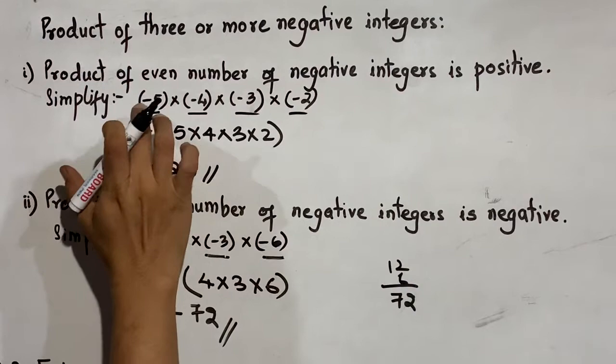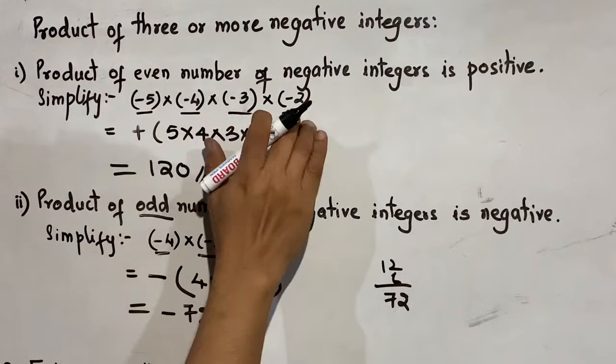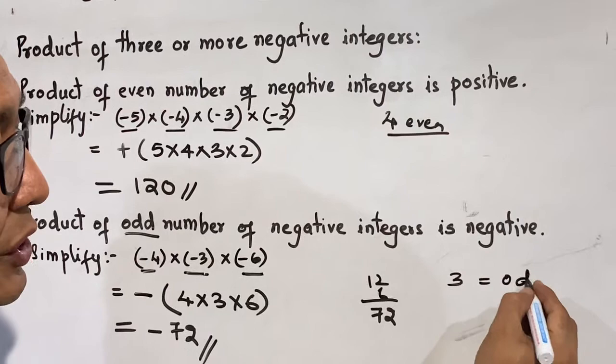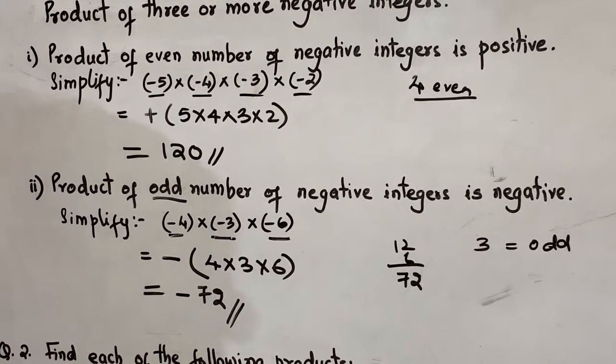Negative integers, whether even or odd number. If you multiply by 2, it is an even number. If you multiply by 3, it is an odd number. So 3 is an odd number, and in this example the answer is negative.